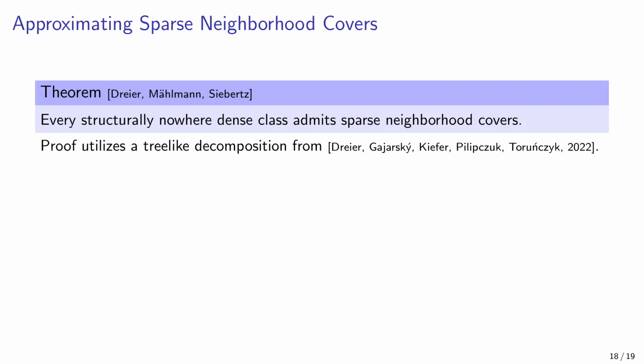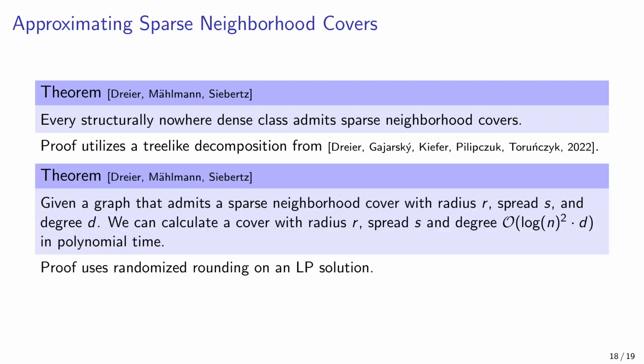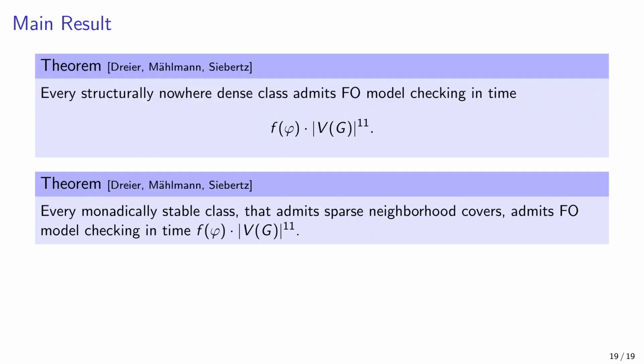This is what we do, and the proof utilizes a tree decomposition from an earlier paper. And we also need to compute the neighborhood covers. For this, we give an approximation algorithm, which gives a (log n)^2 approximation, which is good enough for our case, and the proof uses randomized rounding of an LP solution. Combining these ingredients, we get the FPT model checking for structurally nowhere dense classes.